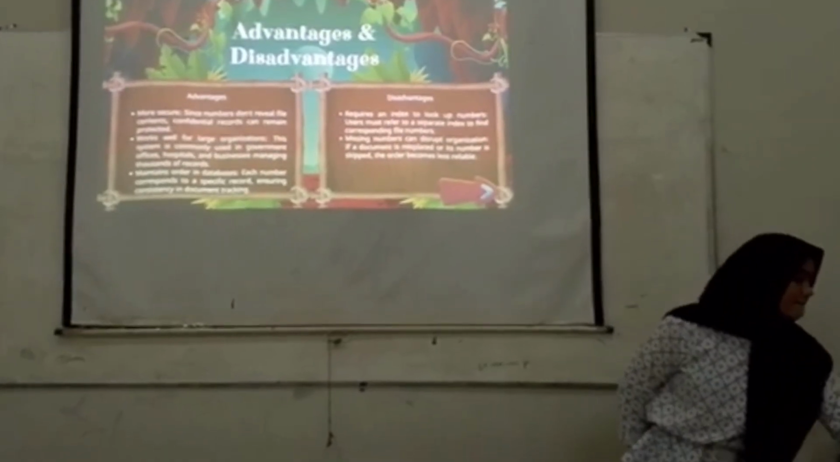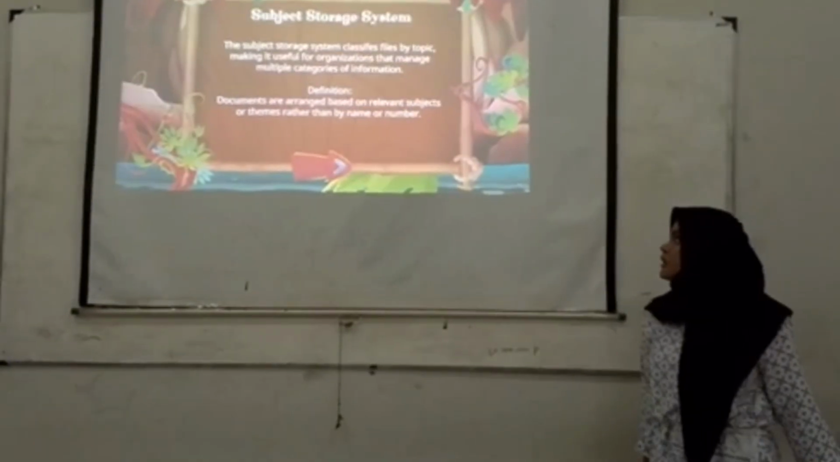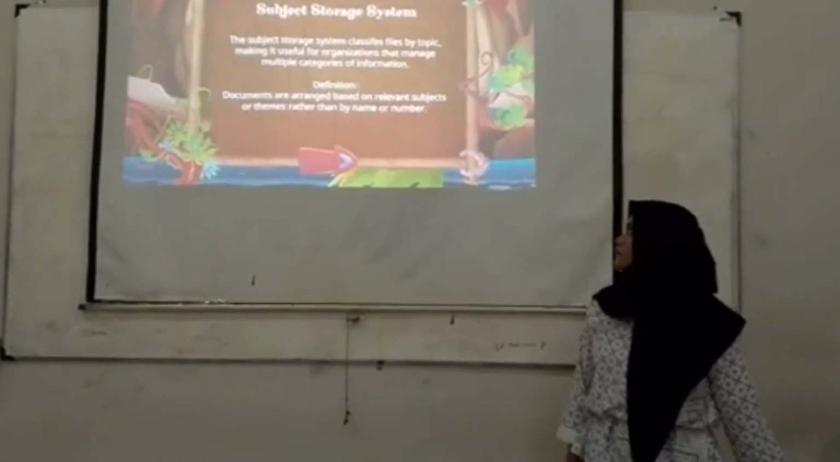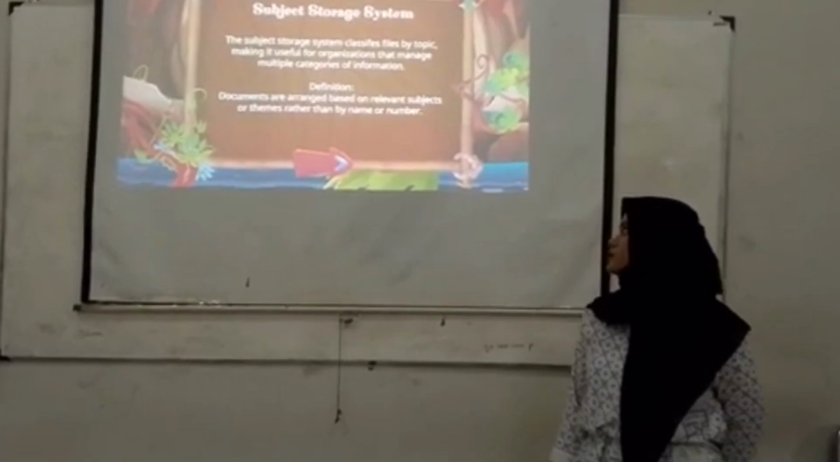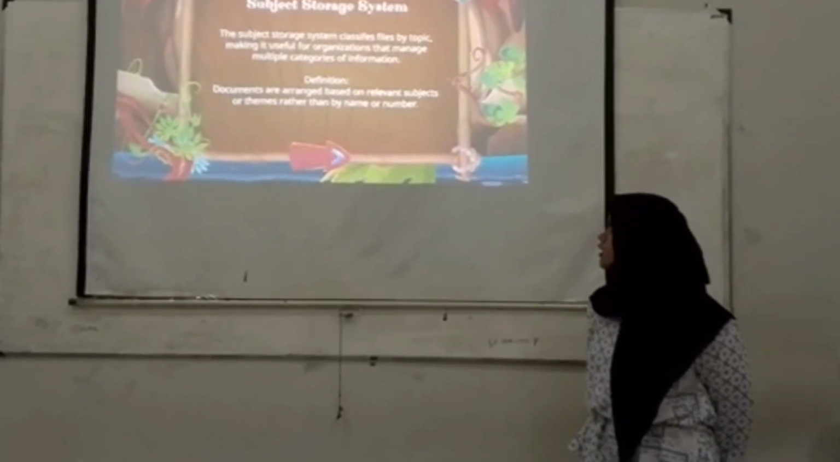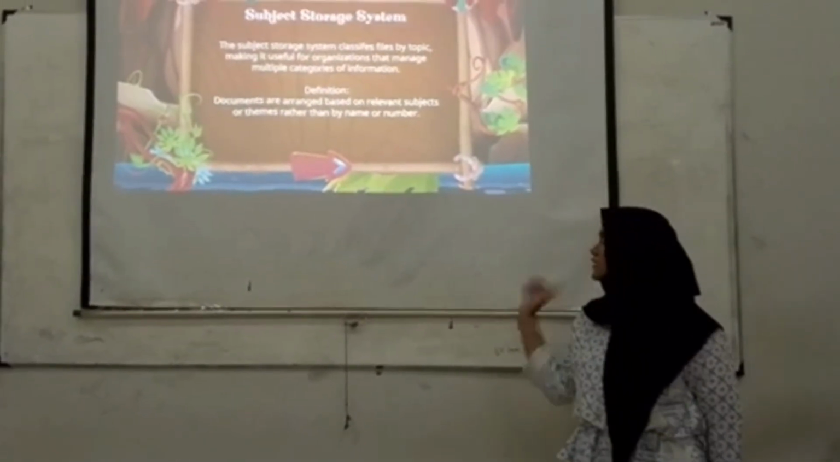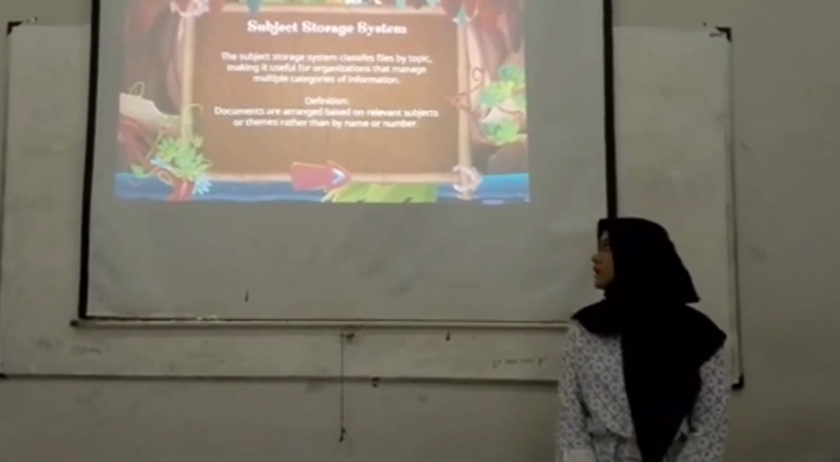Next. The third is the subject storage system. The subject storage system classifies files by topic, making it useful for organizations that manage multiple categories of information. Definition: documents are arranged based on relevant subjects or terms rather than by name or number.